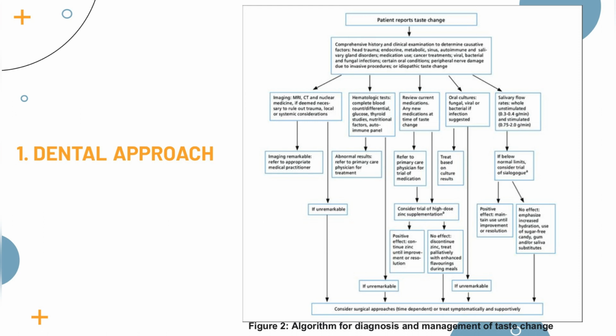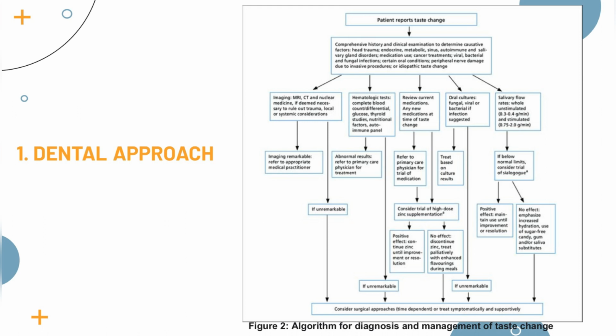The patient will then be reviewed on current medication and referred to a primary care physician for a trial of high-dose zinc supplementation. Several studies indicate that zinc may be helpful in the treatment of idiopathic dysgeusia. If it provides a positive effect, zinc will be continued until improvement, and if otherwise, the patient will discontinue zinc and be treated palliatively, and then the patient is considered for surgery or treated symptomatically.